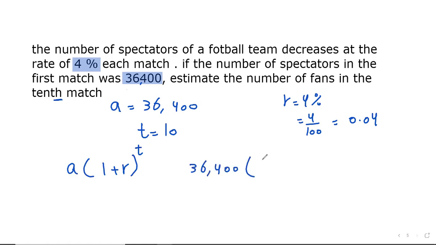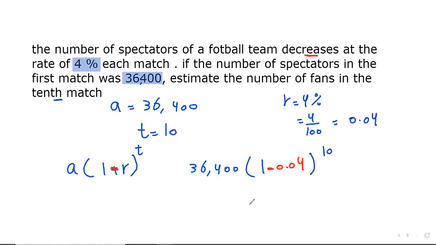36,400 multiplied by 1 plus R. What is the rate? It's not plus in this case. Why? Pay attention. It's not plus because it decreases, so it will be minus: 1 minus 0.04, raised to the power of T.